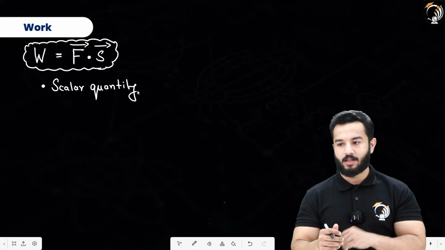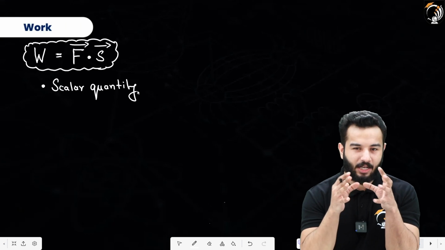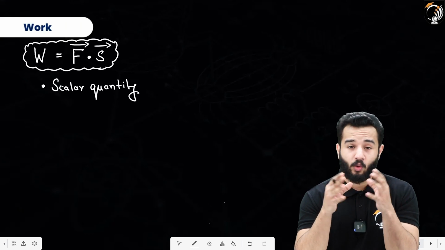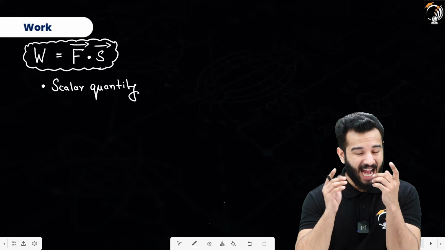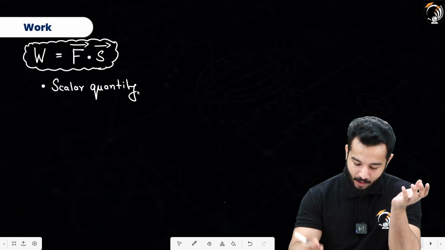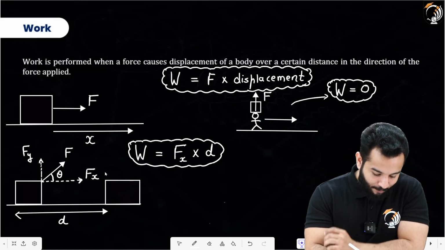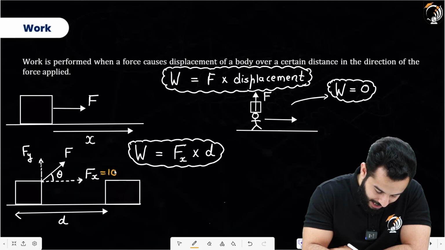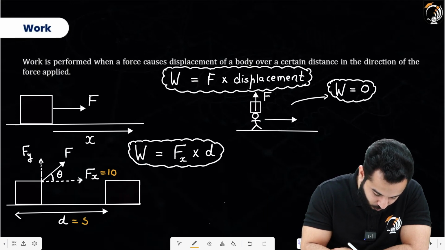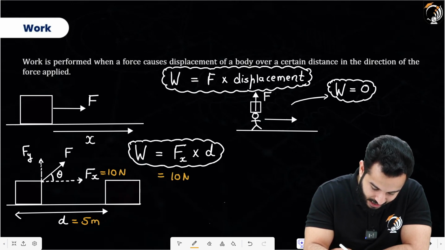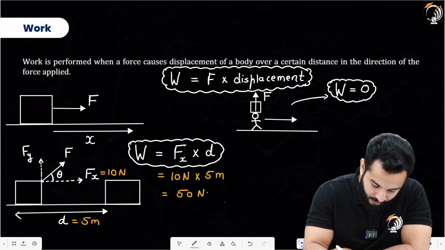But I'm going to give you a little insight into how you can actually imagine that work is a scalar quantity. Think about it, when we are talking about work, we are saying that work is a product of force and displacement in the direction of force. So we are just dealing with two numbers, right? We are just dealing with two numbers. Let's suppose that Fx is equal to 10 and the displacement that happened was equal to 5 meters. If this was 10 Newton, this was 5 meters. So the answer that will come is 10 Newton times 5 meter. And finally, the answer is going to be 50 Newton meter.